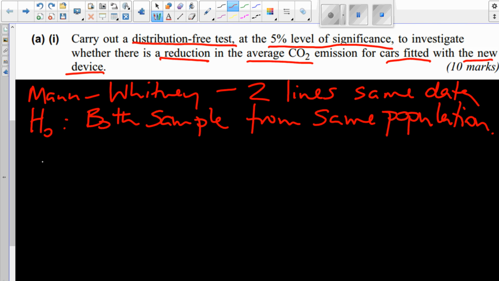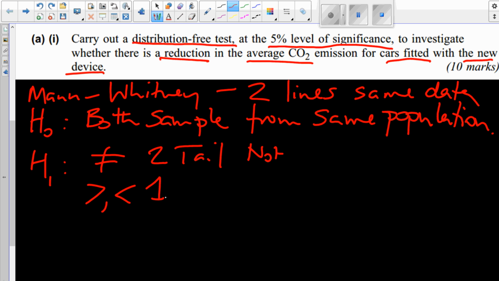Okay, so what's H1 going to be? Now we've got 2 samples to compare and we've got several choices. And as with a lot of tests, you could have does not equal, in which case we've got a 2-tail test. They're not from the same population, or we can look as in here, where they're actually asking us whether it's a greater than or less than, in which case we're going to have a 1-tail test.